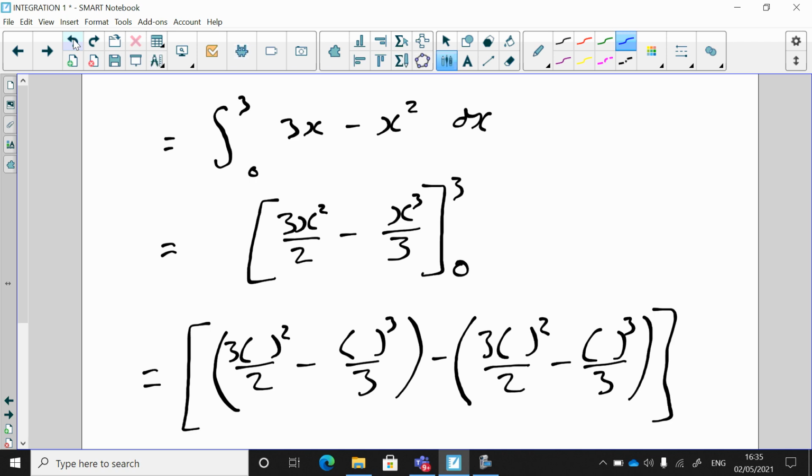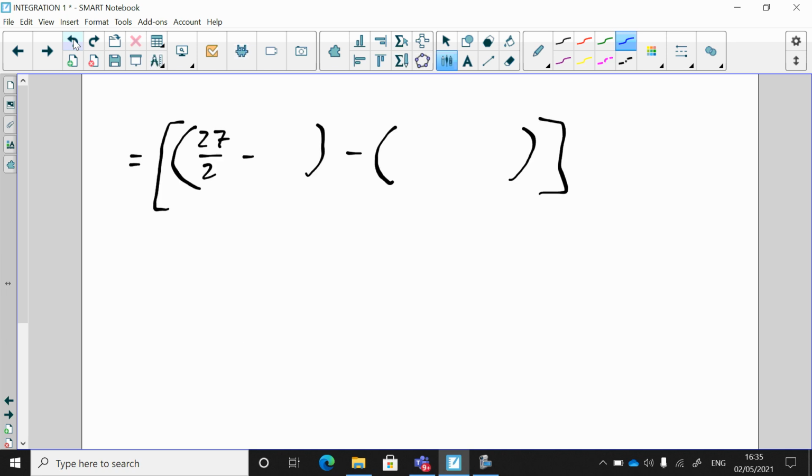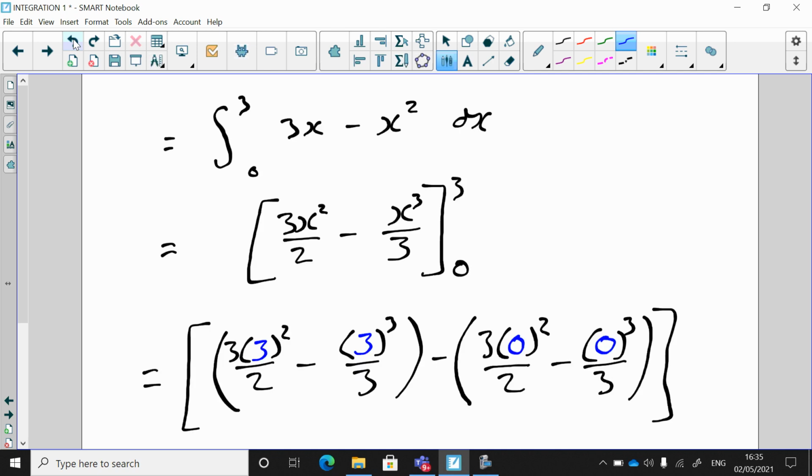I've just bracketed it all up, big rectangular brackets for safety. Upper limits, lower limits. Let's start working things out here, folks. I think I'm going to move this one to another page. Just so you can see here, 3 times 3 squared is 27 over 2. Leave it. 3 cubed is 27 over 3. Leave it. 3 times 0 squared over 2 is 0. 0 cubed over 3 is 0. We'll leave that.